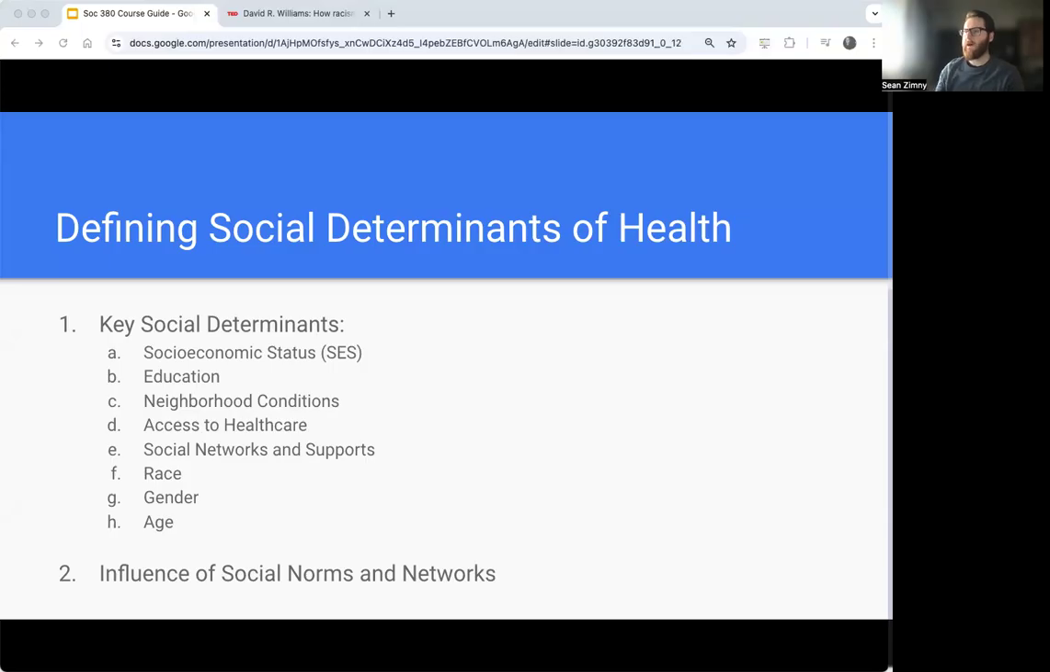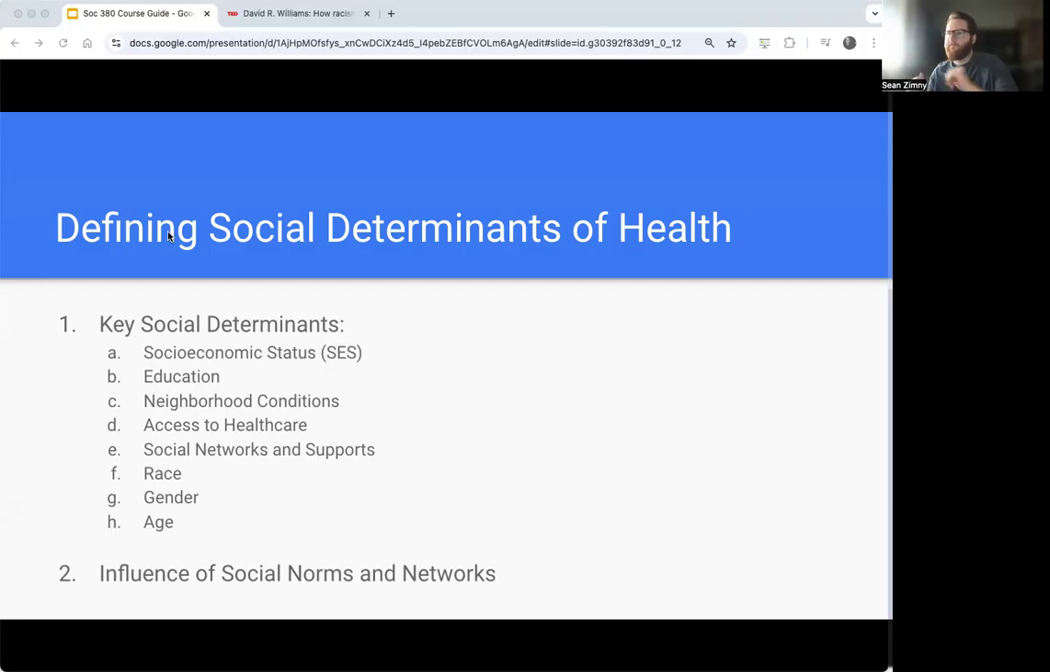Defining the social determinants of health. And refer back to Barkin chapter 5 here, where Barkin explains the social determinants and their effects on health. Barkin talks about socioeconomic status, education, neighborhood conditions, and access to healthcare as a few. And then also he describes how health behaviors are influenced by social norms, by peer networks, by access to resources. Let's define these a bit further. You see several key social determinants listed there. And I'm going to just briefly describe each of them, and you can refer back to the notes for descriptions as well.